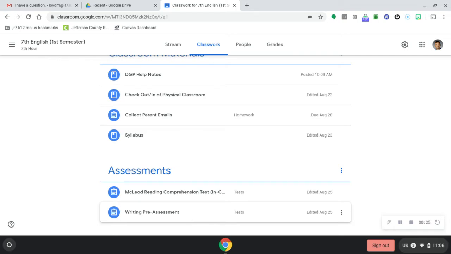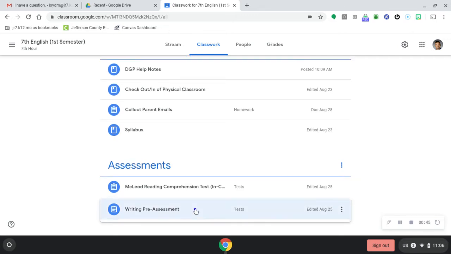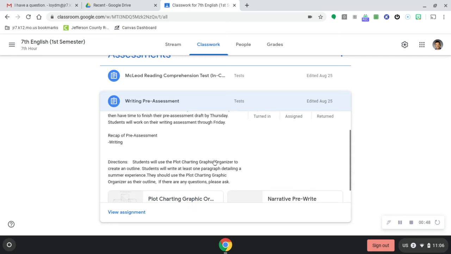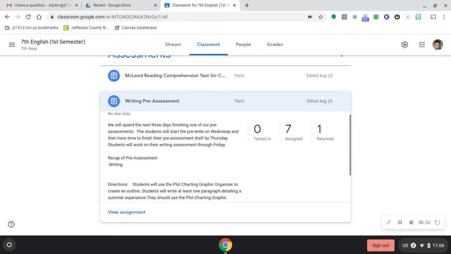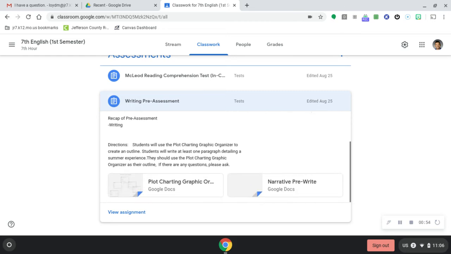plot graphing organizer, okay? So this is the McLeod Reading Comprehension Test. Don't worry about this one yet. Both of these assessments are ungraded, but they give me an idea of how you write, how you respond to questioning, how you organize your thoughts. Okay, so looking at the writing pre-assessment, it has directions here for you to follow, what you'll be doing over the next 3 days. And you do have 3 days to finish this.